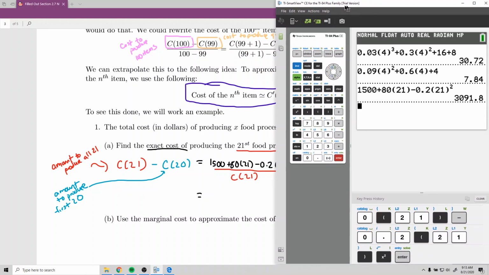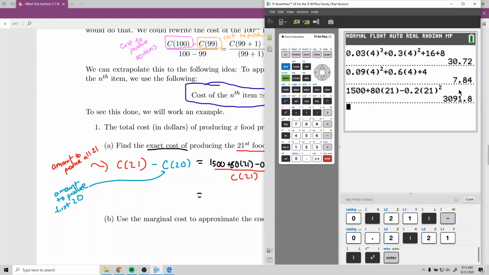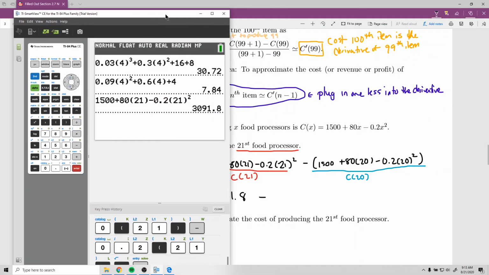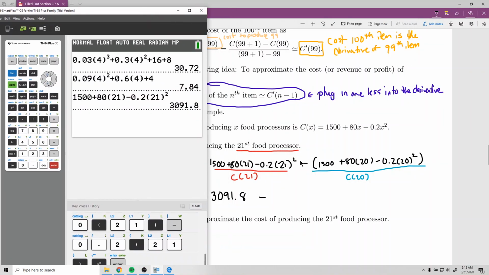And we want the exact cost, so use the entire decimal here. We get 3091.8 minus, and now we want the C of 20. So you can type this whole thing in.